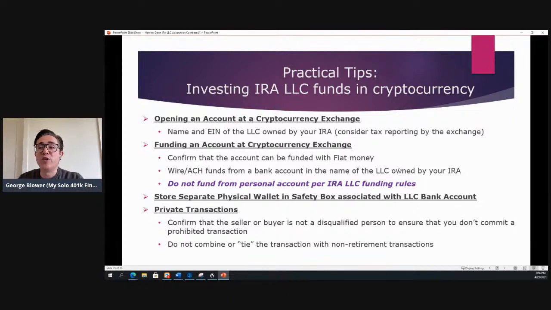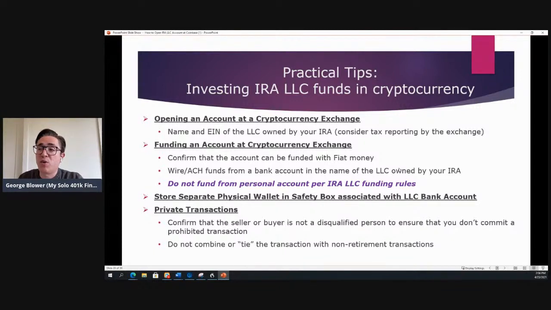So for all of the above reasons, it is very important that the account at the exchange is opened up under the EIN of the LLC, which of course we obtain for our IRA LLC clients as part of the process. Funding the account at the exchange, again, you need to find an exchange that allows for funding with fiat money, meaning dollars. Of course, Coinbase does. Again, you wire it from an external account in the name of the LLC.